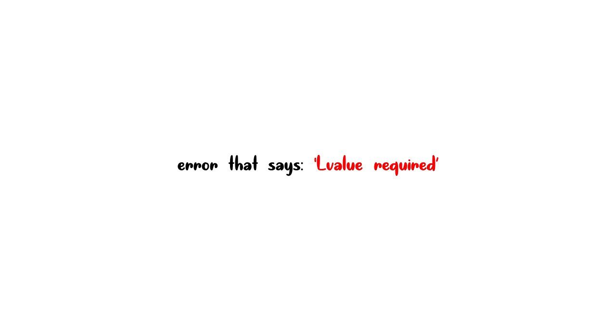An Lvalue is essentially something that can appear on the left-hand side of an assignment. In other words, it's a variable that can hold a value. So, what's going wrong here? The issue lies in the way the ternary operator is used. The compiler gets confused with the statement after the colon. It sees this part.